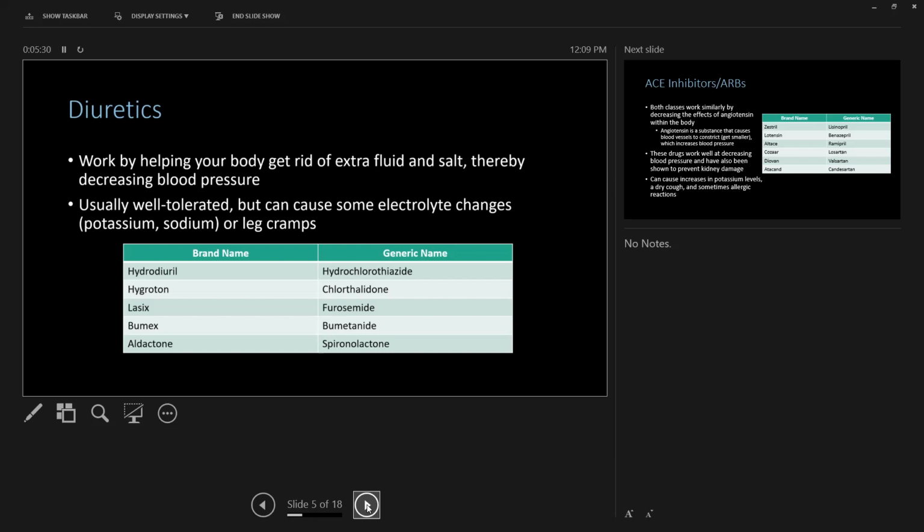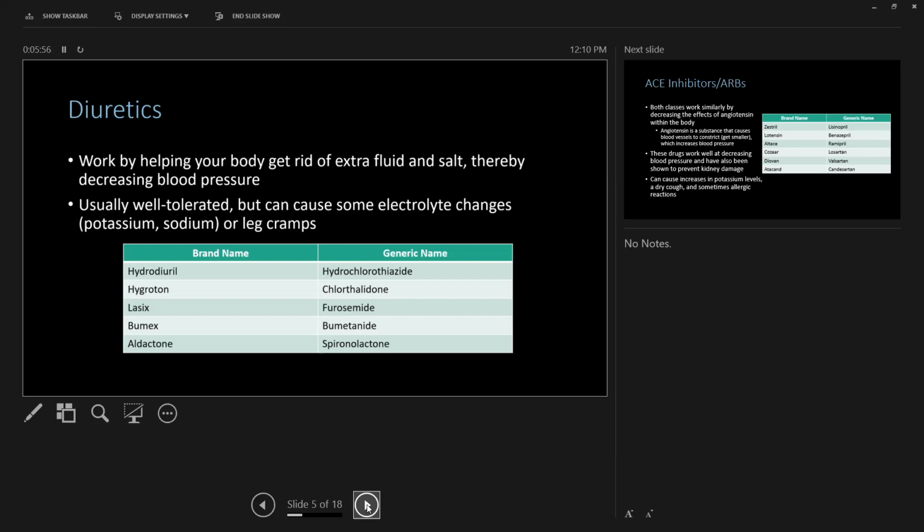So if you look at the little green chart towards the bottom of the screen, you can see some of the commonly known diuretics. So everything on the right is the generic name of the medication. These are all relatively older medications, so they are all available generically. I put the brand name there just for reference on the left side, but all of these are usually just going to be filled generic, which is good, so they're cheap.